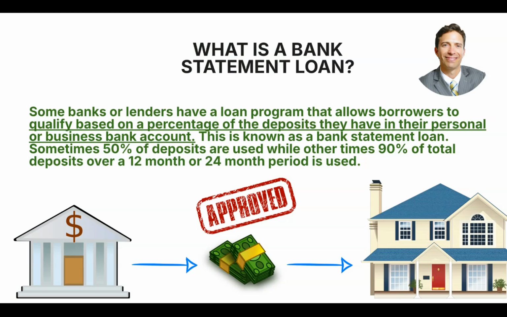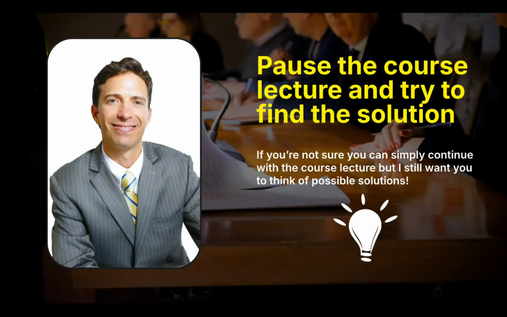Because there are some lenders that allow you to use either one or the other, and then sometimes they'll let you use 12 months deposits or 24 months deposits, while there are a few other banks, with non-qualifying mortgages, which will allow 6 months or even 3 months bank statements, believe it or not. Now, I want you to pause the course lecture and try to find the solution. If you're not sure, you can simply continue with the course lecture, but I still want you to think of all possible solutions and try to figure it out on your own. If you can't, then simply continue on to the next lecture and let's see how the instructor did it.